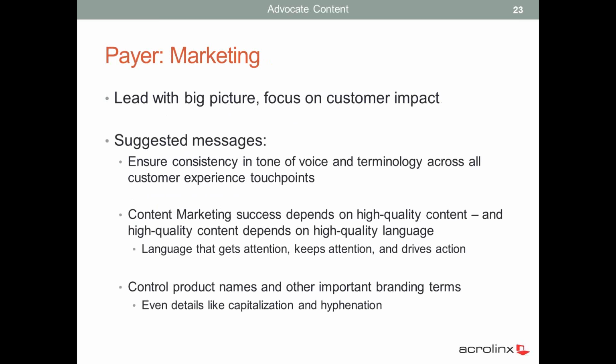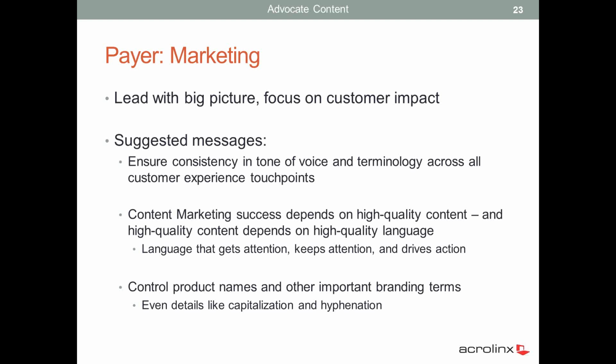One more I want to talk through in some depth, and after that we'll lighten up on this, but marketing can be a big influencer in this process. Maybe they can't say no, but marketing can certainly be very supportive, especially if technical documentation is reporting up into marketing. But for them, it's about the big picture, and it's about customer impact. How do you drive revenue? And here are some suggested messages.